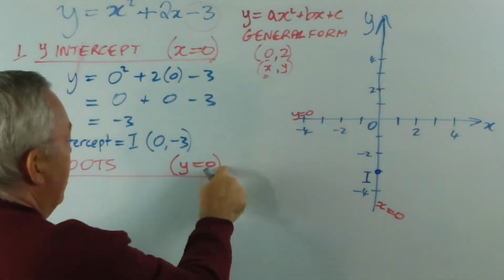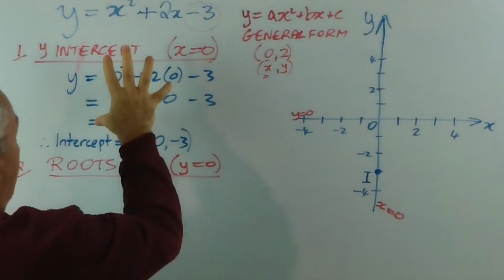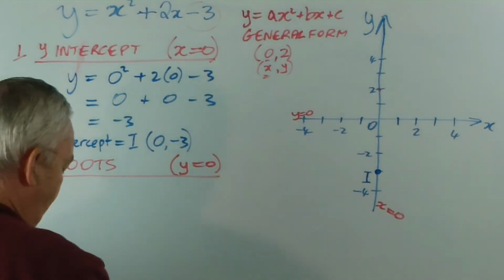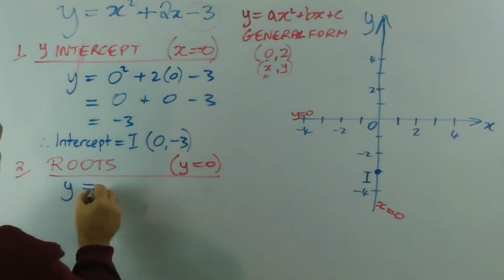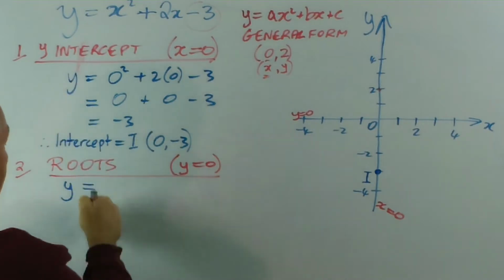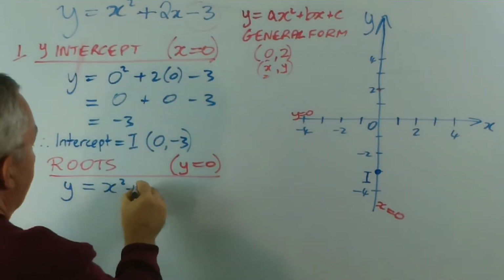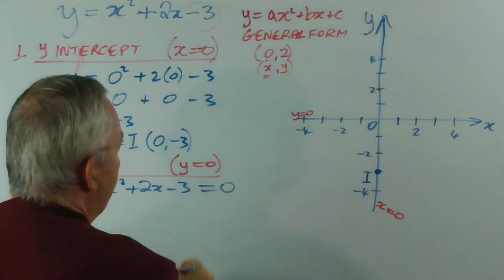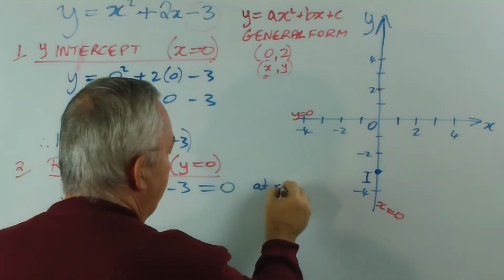Well, these 2 steps are pretty easy to understand, aren't they? To find the y-intercepts, we substitute this. To find the roots, we substitute this. Let's have a look. The way I get my students to set it out, I like the equal signs lined up. We write out the formula, x squared plus 2x minus 3, and I put equals 0 at the roots.